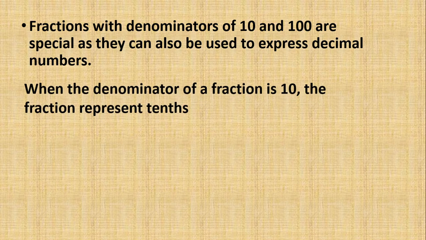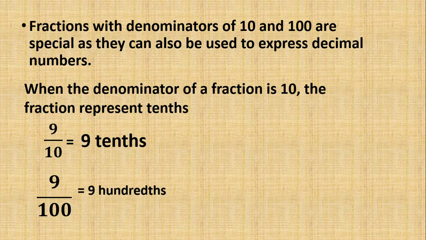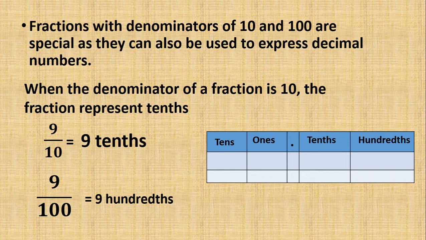When the denominator of a fraction is 10, the fraction represents tenth. As in 9 over 10 will be 9/10. Same way, 9 over 100 is equal to 9 hundredths. Using the types of fraction, we will learn how to write decimals using place values.